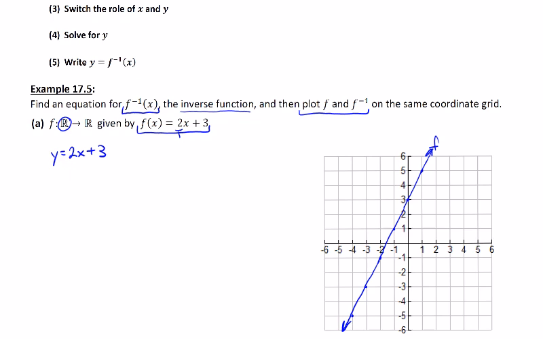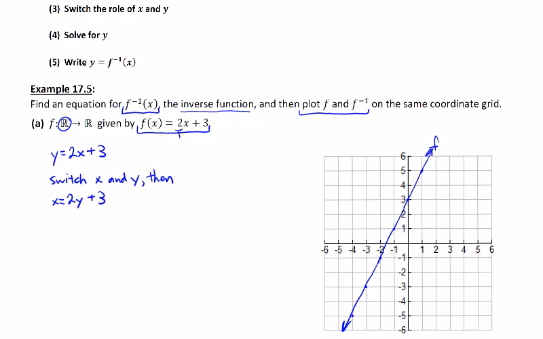Step number 3 says to switch the role of x and y. Now I'm a big proponent of actually spelling out what you're going to be doing. Don't surprise me with switching the x and y. Tell me that you're going to do it. So we're going to say switch x and y. And then when that happens, my equation now says x equals 2y plus 3.